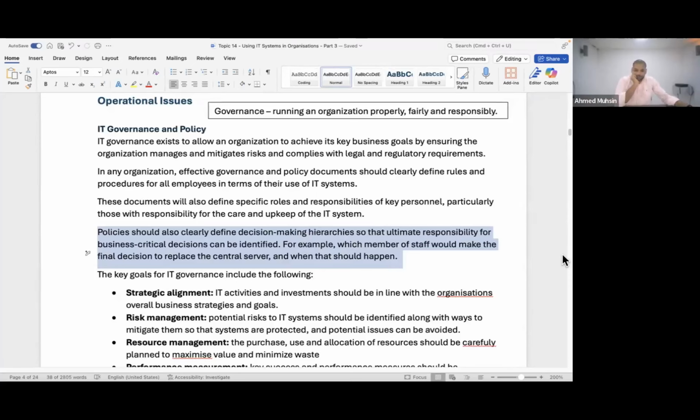For example, which member of staff would make the final decision to replace the central server? Okay, everybody can complain, server is very slow, server is this, server is that. But there has to be one person who is allowed to make the decision. You know what? Now it's time to replace the server. You get it? Okay, right. Keep reading it, guys.